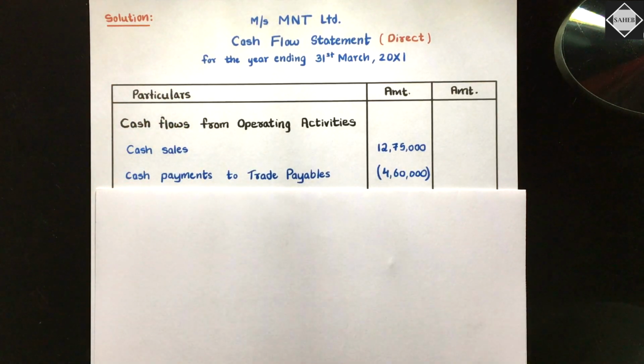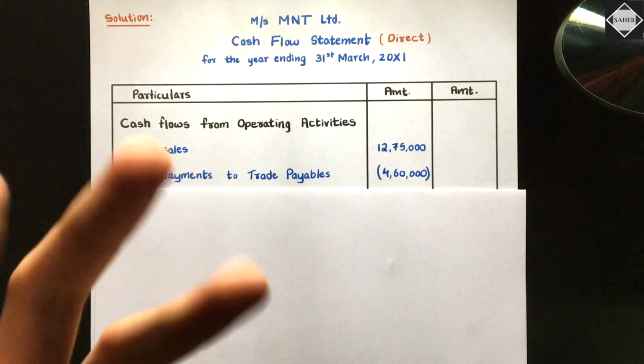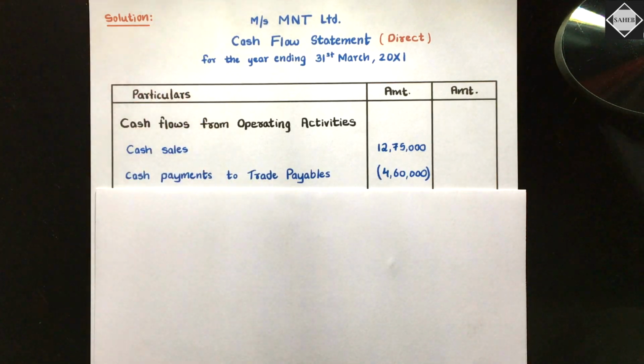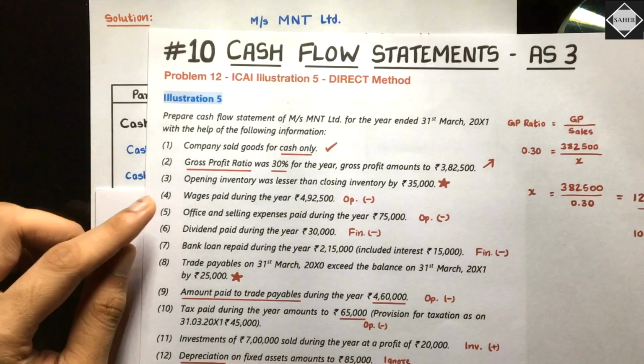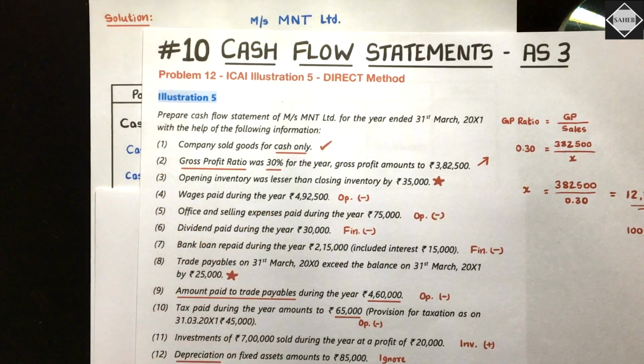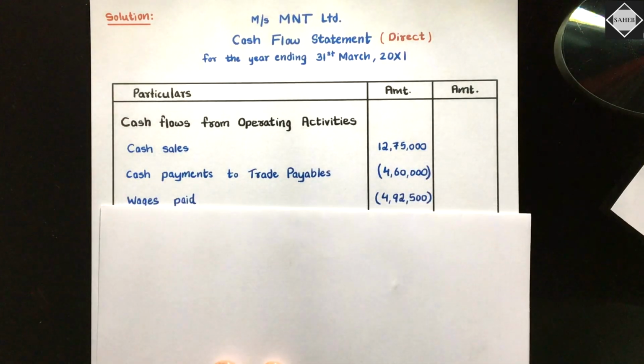Do we have cash purchases? No. So cash purchases will not come. Then we have operating expenses. Yeah, the third stage you can say. If you see in the question, they have said wages paid 4,92,500. So that is what we are going to subtract.